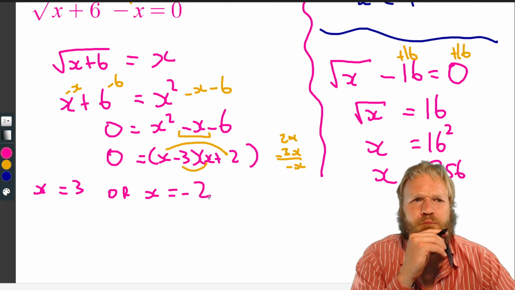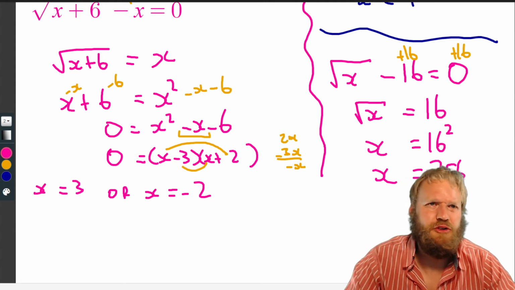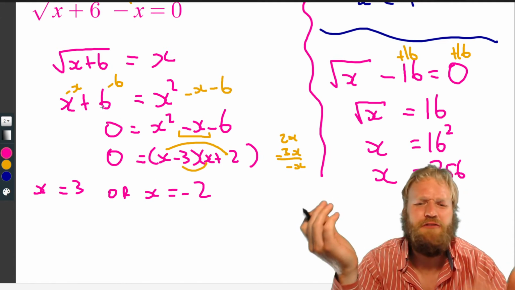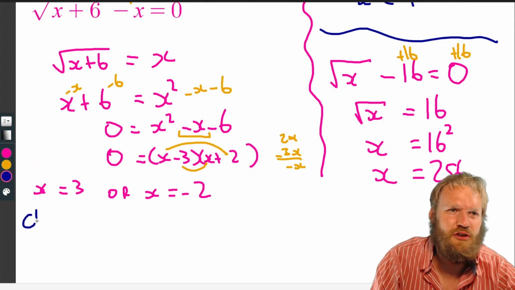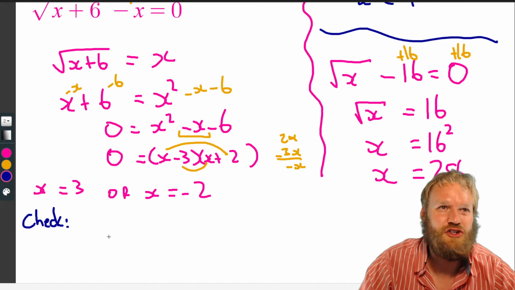Now, when we had a square root, suddenly we got two answers. Should we have two? Maybe there's only one. When we had fractions, we started having to check things. So let's do a check. And you need to. This isn't just putting it back in for fun. We do need to check.